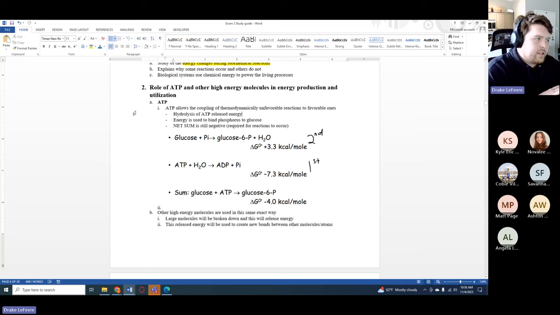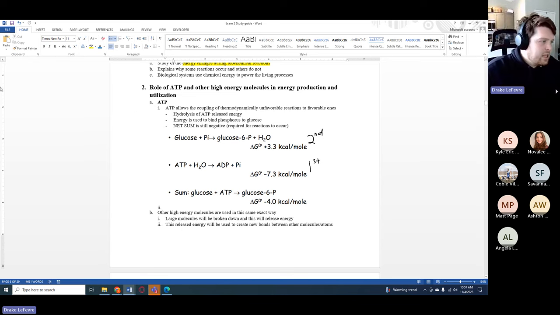I'm just going to read through some of this. ATP is going to allow the coupling, or pairing, of thermodynamically unfavorable reactions to favorable ones. Let's say there's a reaction that requires a whole bunch of energy to be produced, and there's another reaction that likes to break apart and release a whole bunch of energy. They'll pair those two things together so that they happen next to each other, so the energy released from one reaction having its bonds broken is given to something else that's trying to form something.